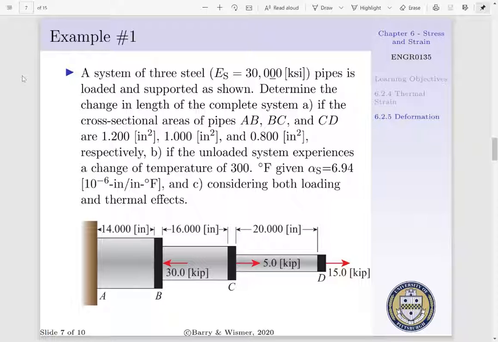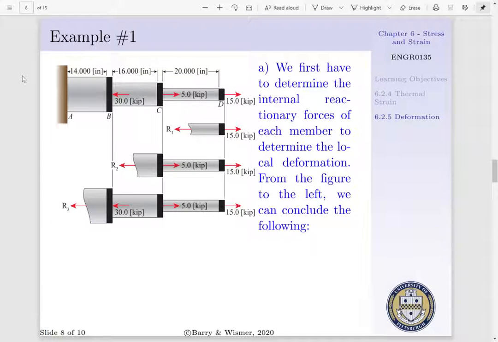The next configuration we want to consider is if the unloaded system, i.e. there are no applied loads, experiences a change in temperature of 300 degrees Fahrenheit, given a coefficient of thermal expansion of 6.94 × 10^-6 inch per inch degree Fahrenheit. And the last configuration, C, considers both loading and thermal effects. For us to begin, we first have to determine the internal reactionary forces of each member, such that we can determine the local deformation.